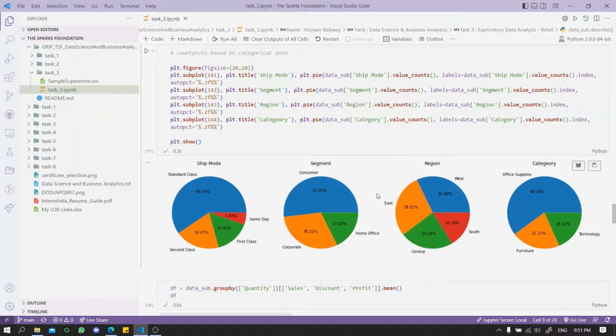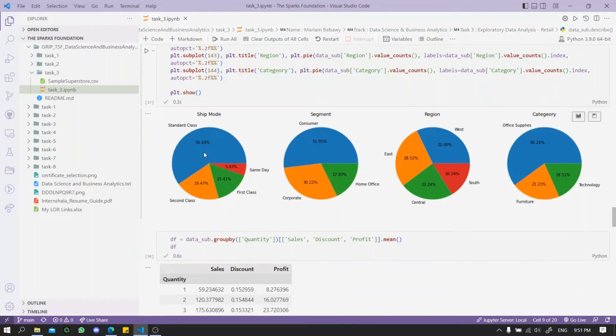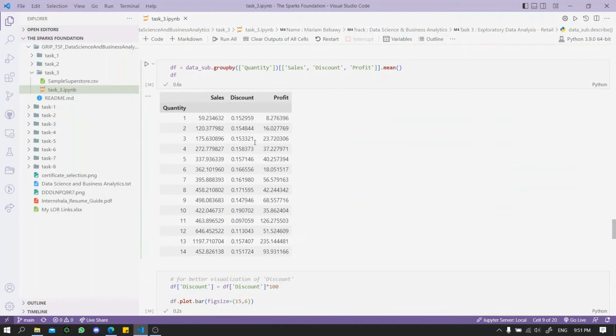And upon inspection, we can notice that, for example, in the segment category, we have the consumer taking up almost half of the sales, whereas the corporate and home office take just the other half, both together. And for the regions, we can notice that the East and Central almost have the same amount of sales, whereas the West has the highest and the South has the lowest. Same goes for the ship mode and category. Then we try to see how the sales, discount, and profit actually map to the number of quantities sold.